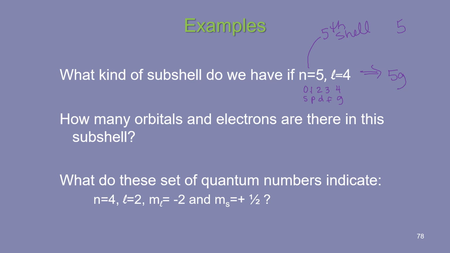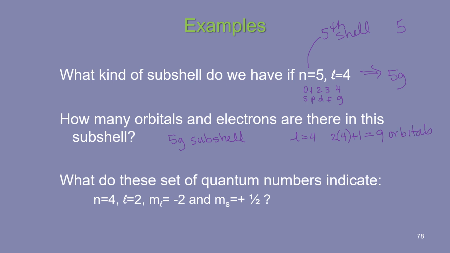How many orbitals and electrons are there in this subshell? Keep in mind that the last page I showed you was for the whole shell, but sometimes we can break it down into subshells. On the 5g subshell, remember that if l equals 4, then we can have 2l plus 1, so that means 9. We can have 9 orbitals.